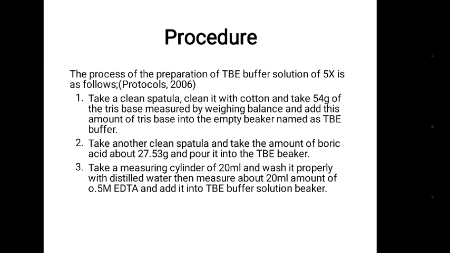First step, take a clean spatula, clean it with the cotton, and take 54 grams of the tris base measured by the weighing balance, and add this amount of the tris base into the empty beaker named as TBE buffer. Then next, take another clean spatula and take about 27.53 grams of boric acid, and pour it into the TBE buffer beaker. Take a measuring cylinder of 20 ml and wash it properly with the distilled water. Then measure about 20 ml of the 0.5 molar EDTA and add it into the TBE buffer solution beaker.